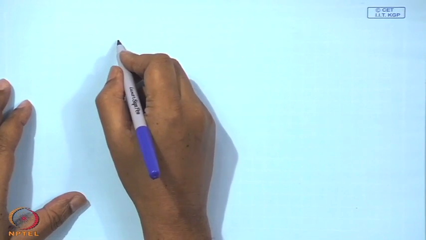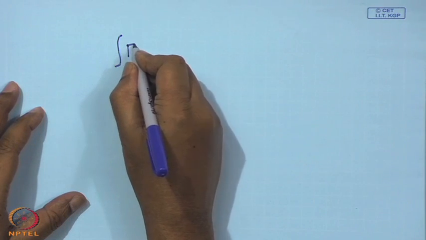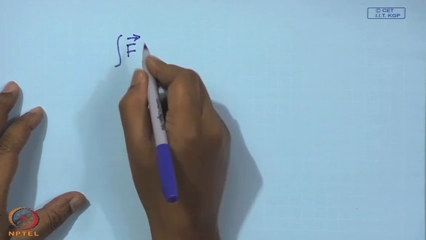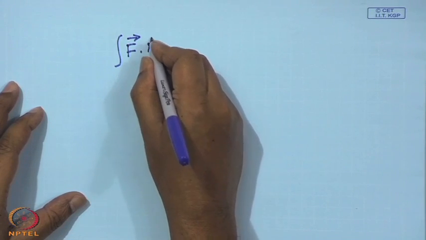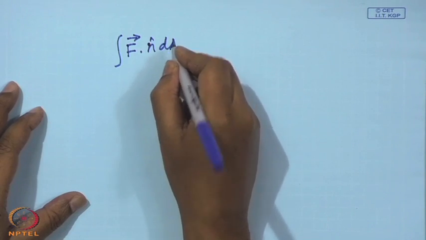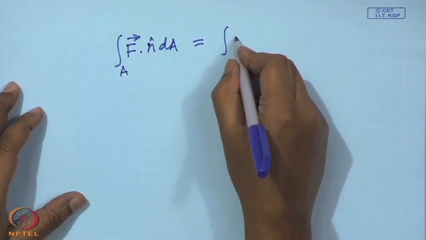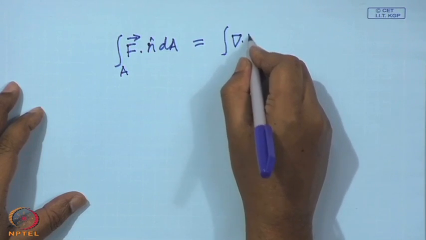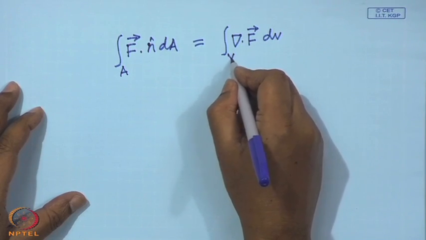You know that conversion from surface integral to volume integral is what is commonly called the divergence theorem, is given by: integration of any vector, let us say f, over the surface of any volume is divergence of that vector integrated over that volume.